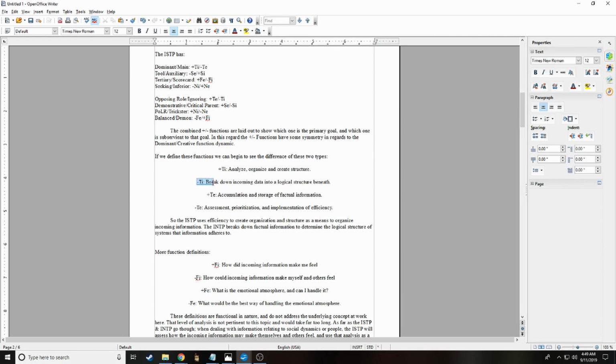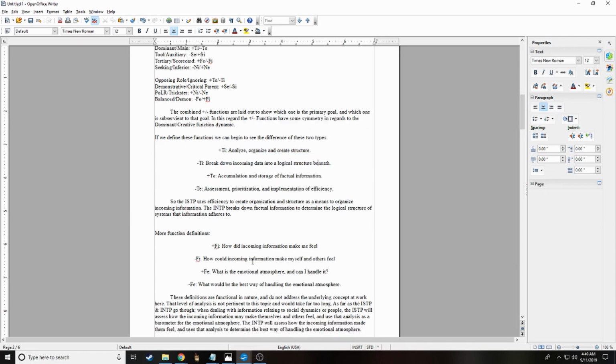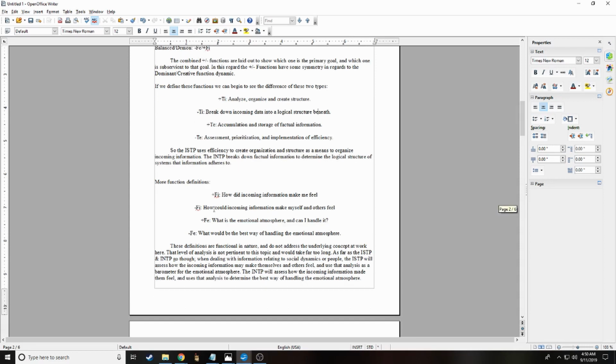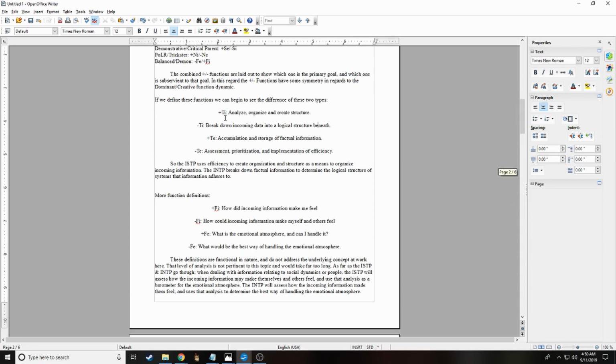Just like this negative TI will encompass, to some regard, this positive TI. There is structure to the logical structure, so to speak. So the ISTP uses efficiency to create organization and structure as a means to organize incoming information. The INTP breaks down factual information to determine the logical structure of the system that information adheres to. So these are the main judging functions between the two, and they fall under these four.